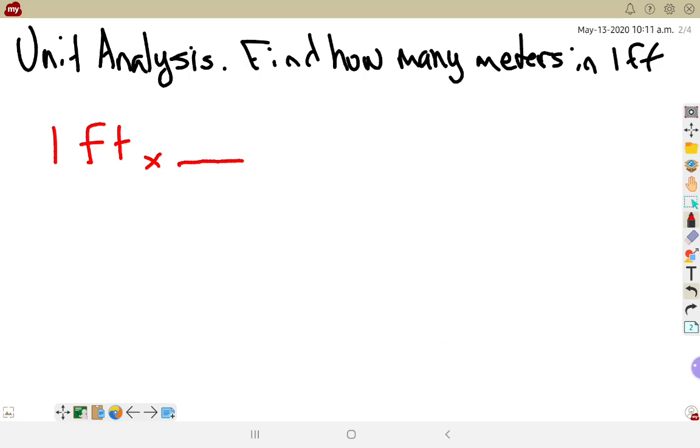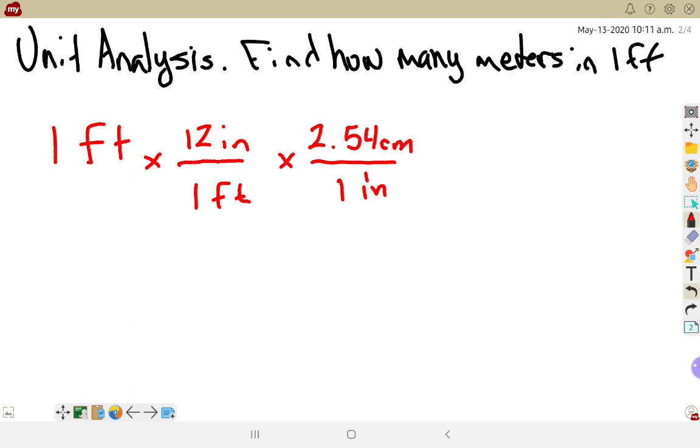So if I want to change feet into meters, the first thing I'm going to do is get rid of my feet and change it into inches. So I know there's 12 inches in 1 foot. Okay. The most important conversion now that I've got to get rid of the inches. So I'm going to put inches down here, and I've got 1 inch. And the one I want you to remember is that 2.54 centimeters is equal to 1 inch. If you can remember that one, you can go between anything in imperial and metric.